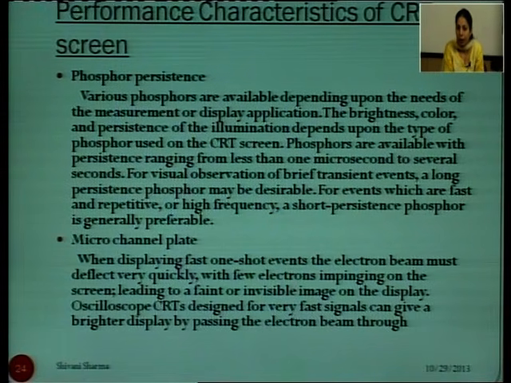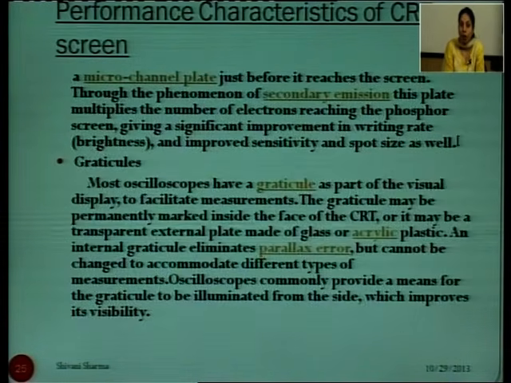Then there is the microchannel plate, which is relevant when we are displaying fast one-shot events. The electron beam must be deflected very quickly with very few electrons impinging on the screen, leading to a faint or invisible image on the display. So an oscilloscope CRT designed for very fast signals can give a much brighter display by passing the electron beam through a microchannel plate just before it reaches the screen, and through the phenomenon of secondary emission this plate multiplies the number of electrons reaching the phosphorus screen.